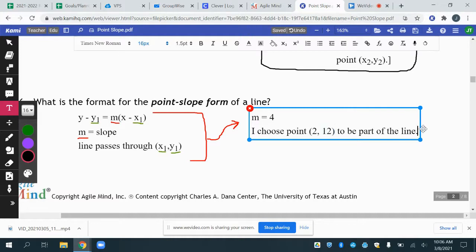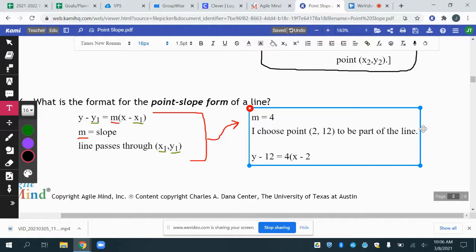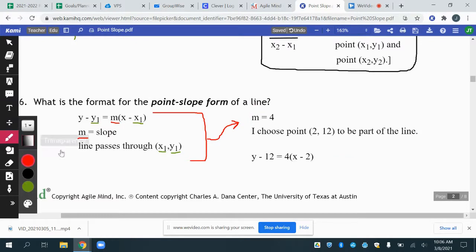Okay, so let's plug the parts in. Here's what it looks like. I end up with y minus 12, that's my y1, equals 4 times x minus 2. Boom, that's what it looks like. All right, and that's what we're going to use in the next chunk. That's point slope form.